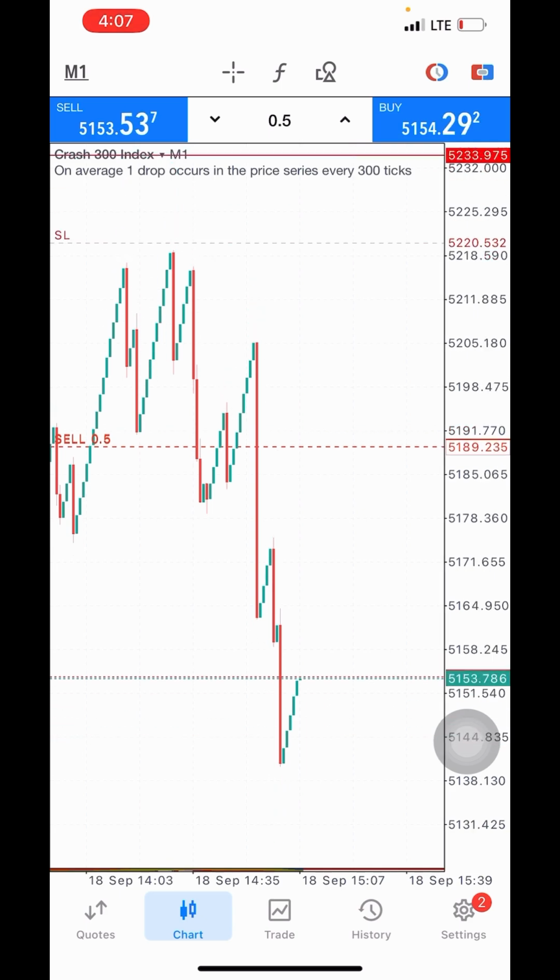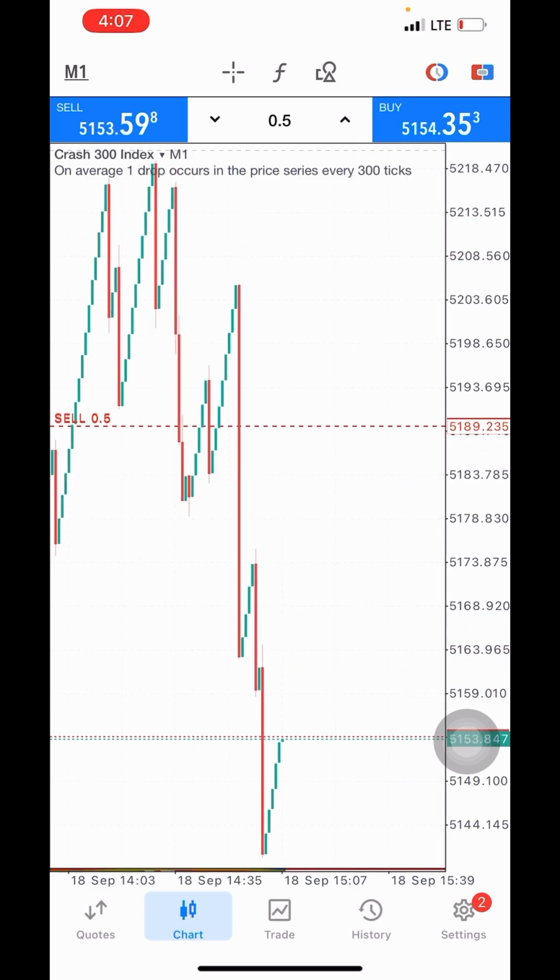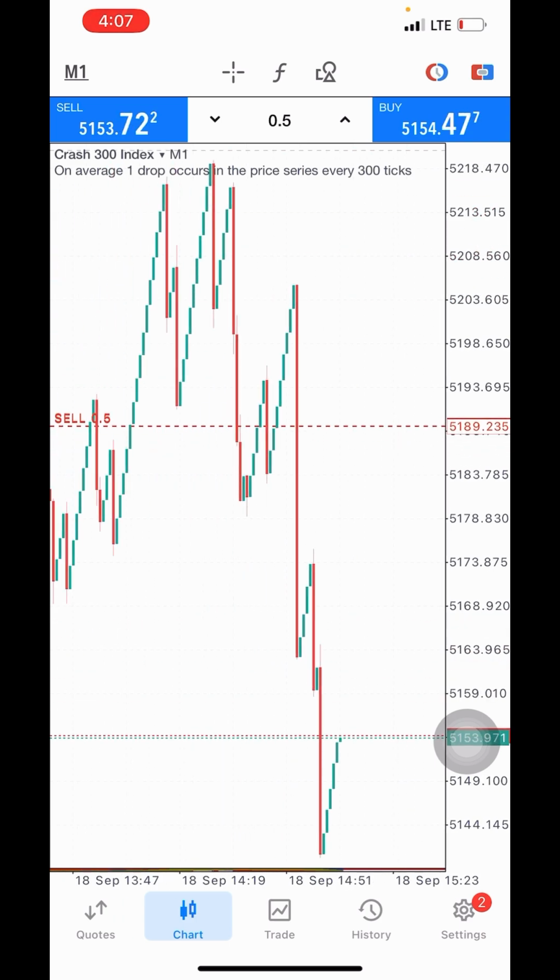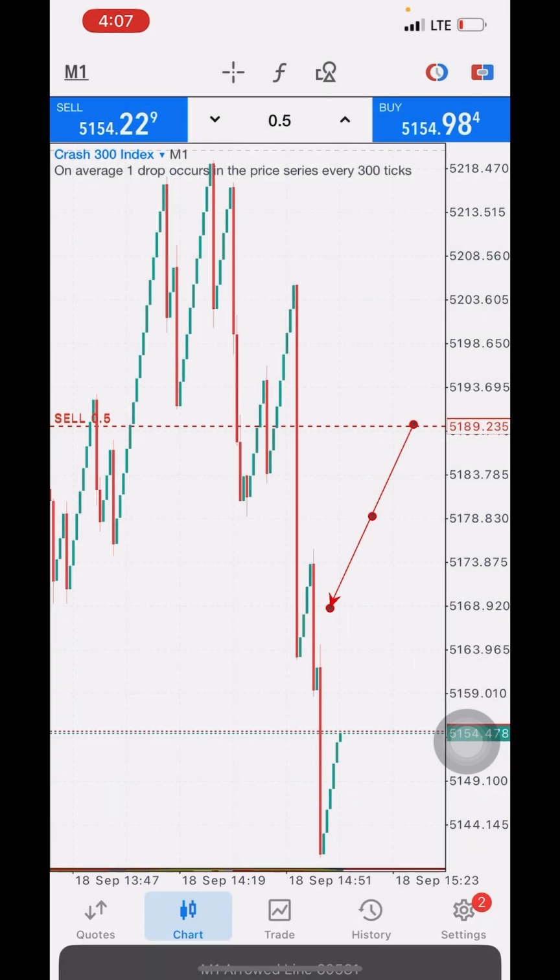So I gave this signal to my VIP members. I just gave the signal a few minutes ago. You can see this 1 minute time frame. Let's say 1, 2, 3, 4, maybe 10 minutes ago, and we are in deep profit.